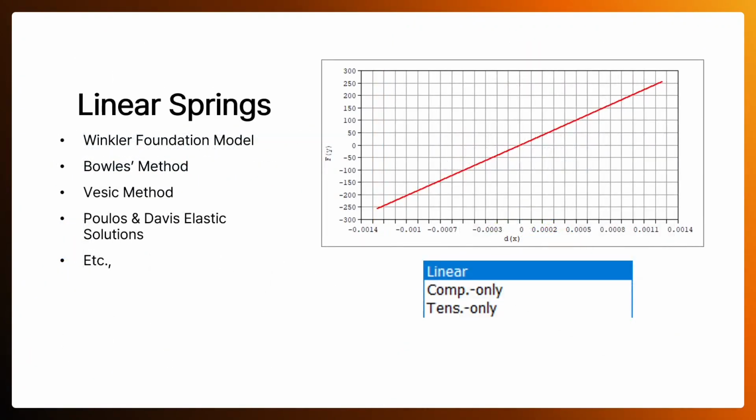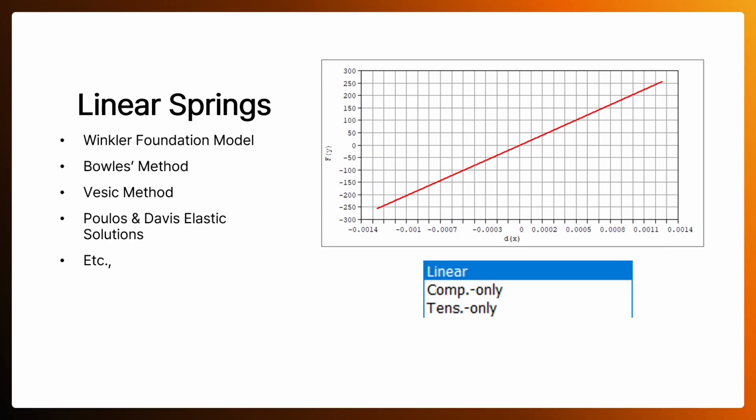So we have different types of springs, for example, starting with linear springs. Here you have different models to simulate the spring constants or the force deformation curves for the soil. So you have the Winkler foundation model, Boussinesq model, Vesic method, etc., that can be used to simulate the force deformation curves for linear springs. These are widely used for preliminary analysis and studies.